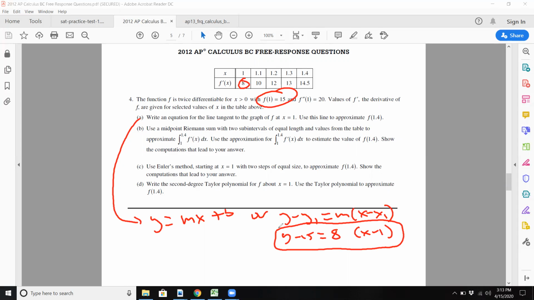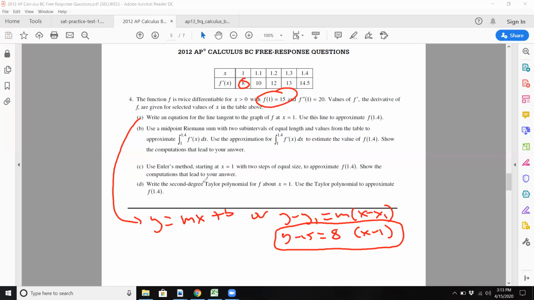Okay. Looking at, shoot, hold on a sec. Oh, there we go. Find the answer key here. Yeah, so anyway, and then you want to plug in 1.4 after that.